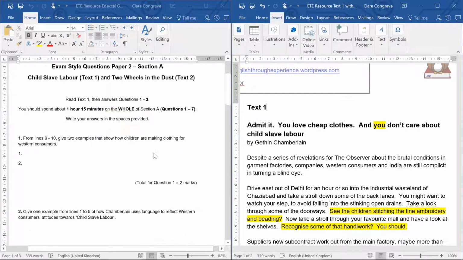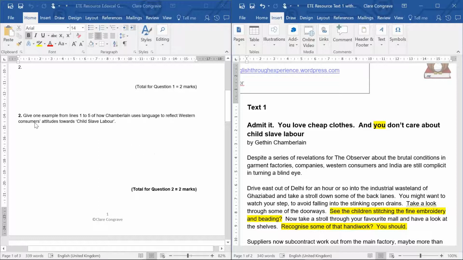Right, let's get going. So what you're asked to do here is give one example from lines 1 to 5 of how Chamberlain uses language to reflect Western consumers' attitudes towards child slave labour. Okay, so we're looking for one example, so one quotation is best because it's language you're looking at. You've got to stick to those lines and you need to give a brief explanation. So we've got the example, hopefully a quote, and an explanation.